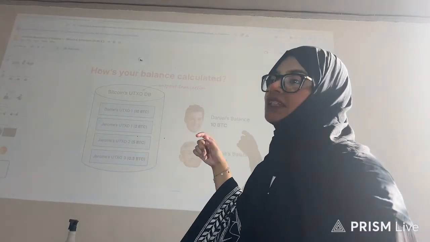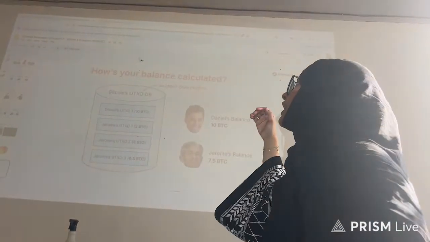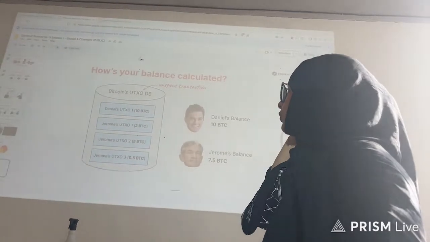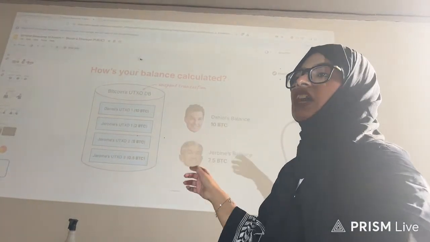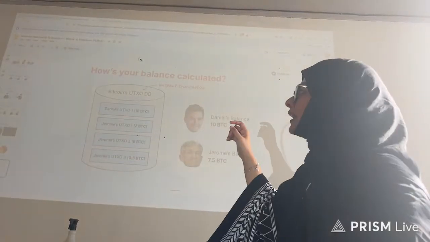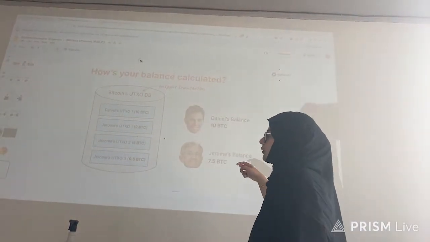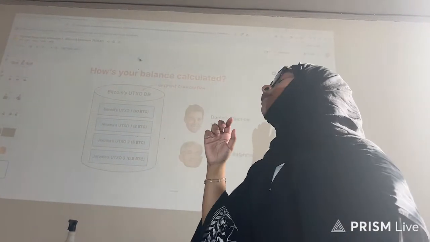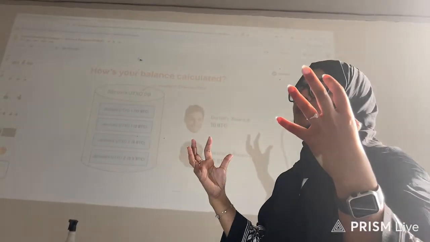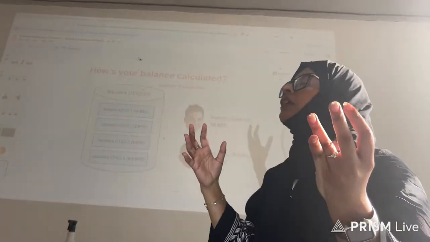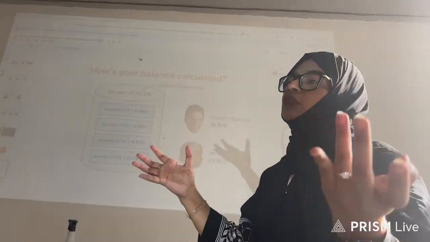We're looking at how balances are calculated on Bitcoin, and there was the UTXO database that we talked about. Now, what is a UTXO? It's an unspent transaction output. It literally stands for unspent transaction output. All the money on Bitcoin is nothing but stored in the form of UTXOs.